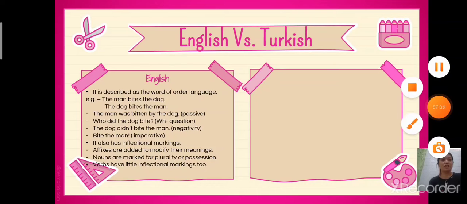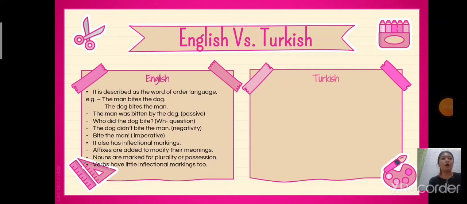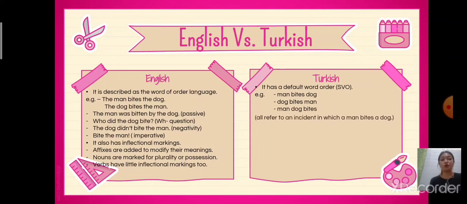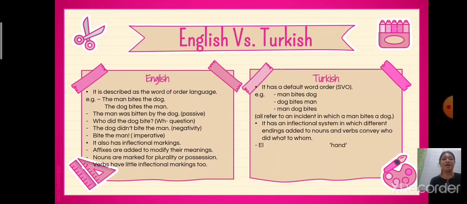While in the Turkish language, they have this default word order, or they only have one word order, which is the SVO pattern. So whether they say the man bites the dog or the dog bites man, it doesn't matter. It only means that the man bites the dog. Okay?